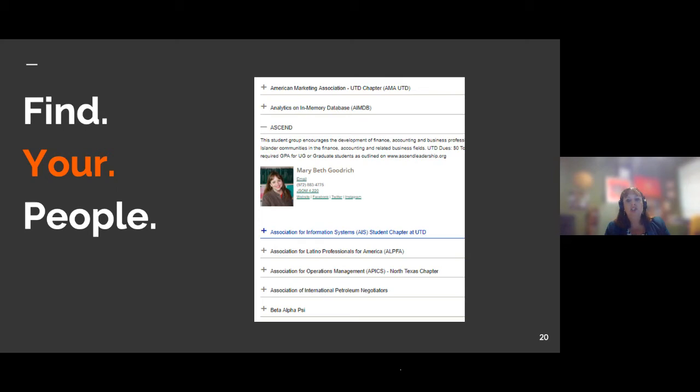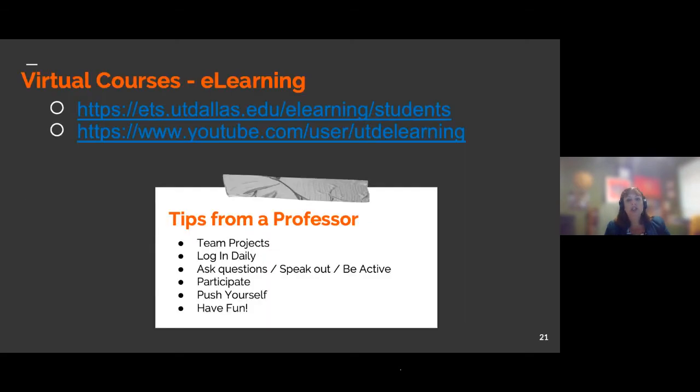What I encourage you to do is join at least one organization that's related to your field, but then go do something fun. So if you're interested in soccer or you're interested in music, maybe go and do something related to those that are campus wide so that you can increase the amount of people that you get to meet.